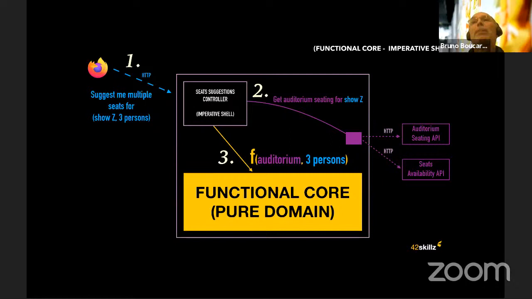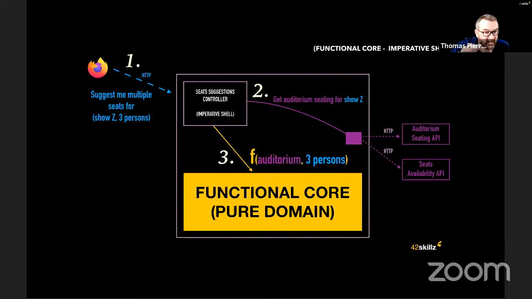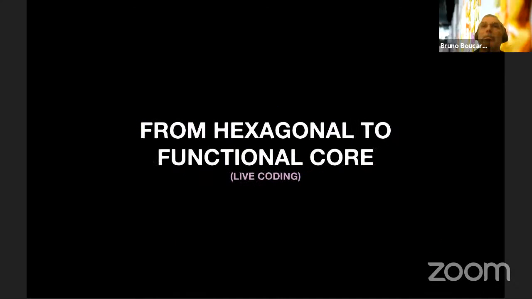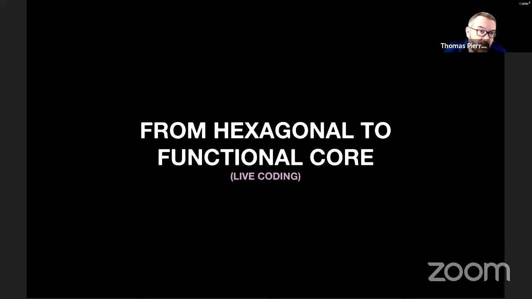So everything that happened in the functional core stays in the functional core, some kind of. Absolutely. You don't push it. Okay, we talked a lot so far, so let's show some code. There we will migrate a hexagonal architecture API into a pure functional core imperative shell style. Let me just stop sharing this.